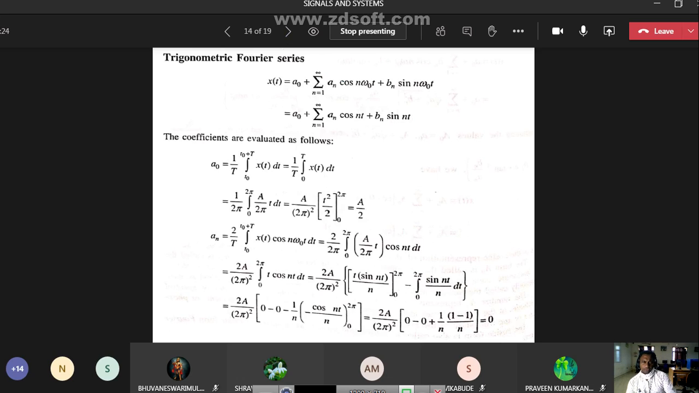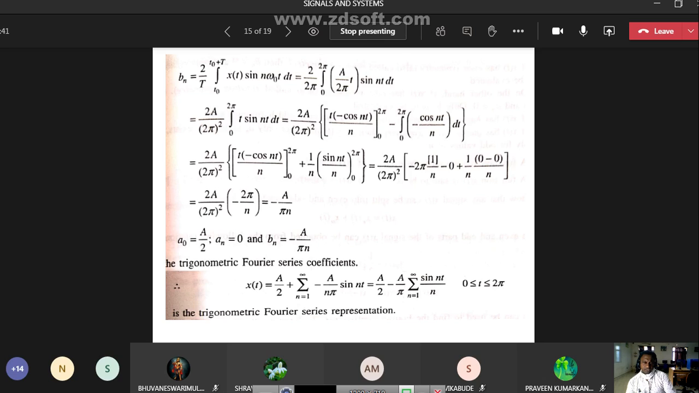x of t is equal to a0 plus sigma n is equal to 1 to infinity an cos n omega naught t plus bn sin n omega naught t. Okay, in this formula you have to substitute a0, an, bn. That's what we are doing here. You see, a0 is a by 2, so a by 2 plus sigma n is equal to 1 to infinity. What is an? An is 0, so that an cos n omega naught t term becomes completely 0. Now plus bn sin n omega naught t. bn is minus a by n pi, so minus a by n pi sin n omega naught t.